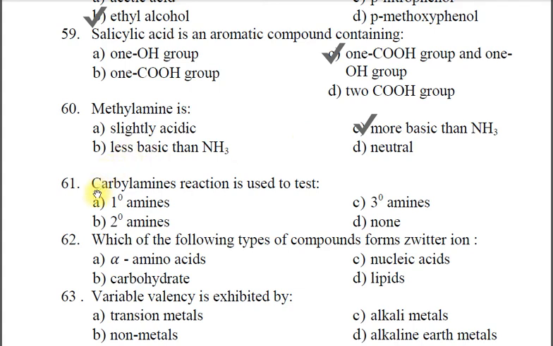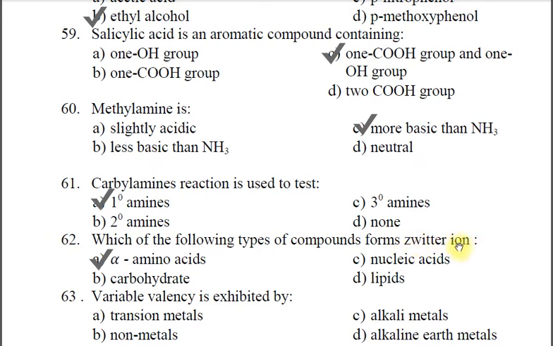Question number 61. Carbylamine reaction is used to test A, primary amines, B, secondary amines, C, tertiary amines, D, none of the above. And the correct answer is option A, which is the primary amines. Question number 62. Which of the following types of compounds form zwitterions? A, alpha amino acids, B, carbohydrate, C, nucleic acid, D, lipids. And the correct one is the alpha amino acids.